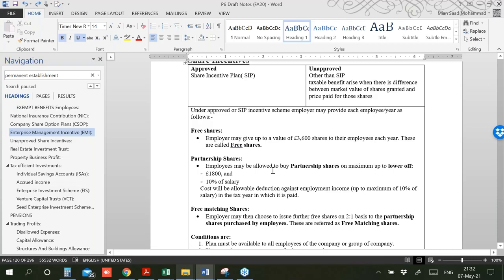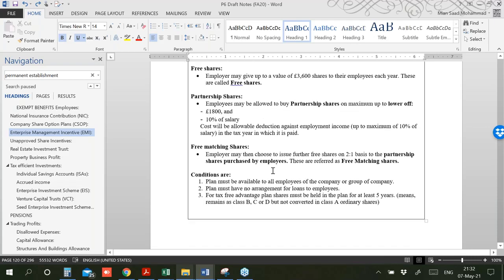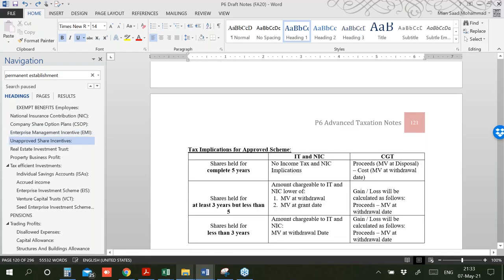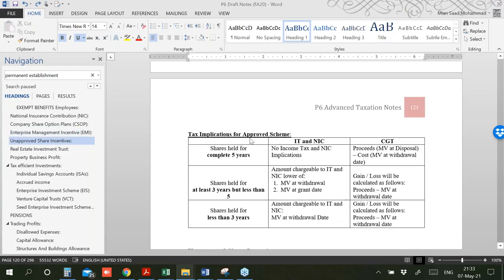What are the conditions? The plan must be available to all of the employees or can be a group of the employees as well. The plan must not have any arrangements for loans, and for the tax-free advantage, shares must be held in the plan for 5 years. Now, what do I mean by that? I'll take you to their tax implications.